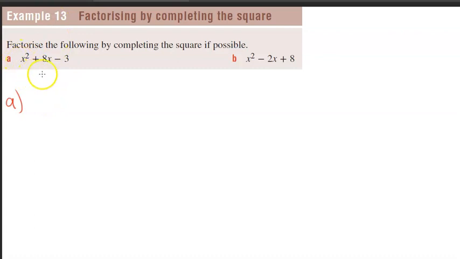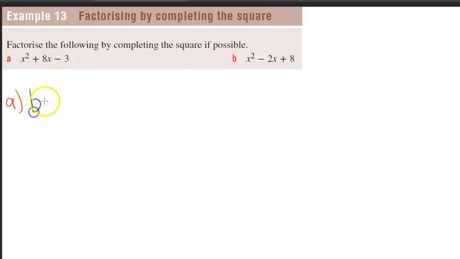Can we take any number out as a common factor before we even do that? Not necessarily. There's no number in front of the x squared, so you just leave it as is. If you want to, you can try to find two numbers that when multiplied give you -3 and when added give you +8. There aren't any nice whole numbers that can work, so we need to complete the square.